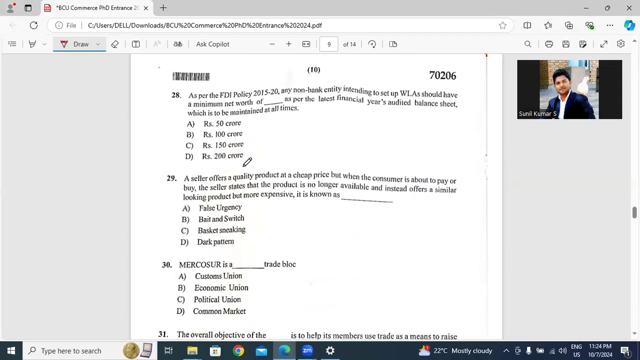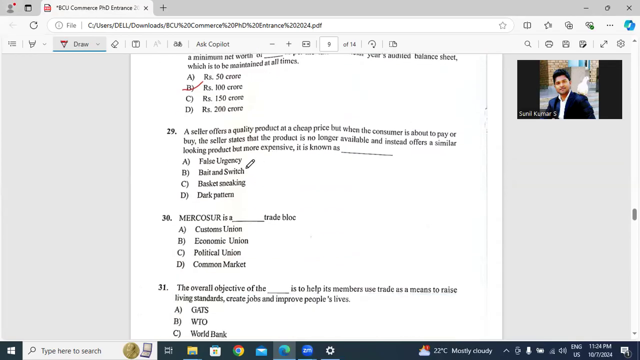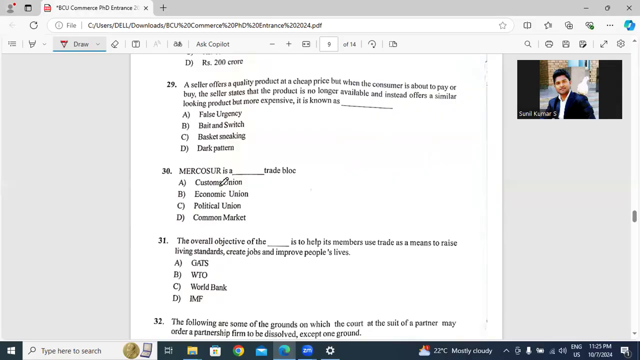Next, as per the FDI policy 2015-20, any non-bank entity intending to set up WLA should have a minimum net worth of dash as per the latest financial year. The answer is 100 crores. For the bank entity, 200 crore, but for non-bank it is 100 crore. Next, a seller offers a quality product at a cheap price, but when the customer is about to pay or buy, the seller states that the product is no longer available and instead offers a similar looking product but more expensive. It is known as what? Actually, the right answer is bait and switch.